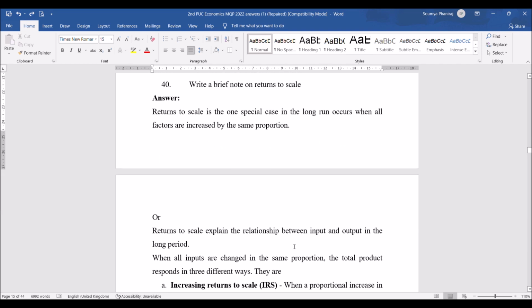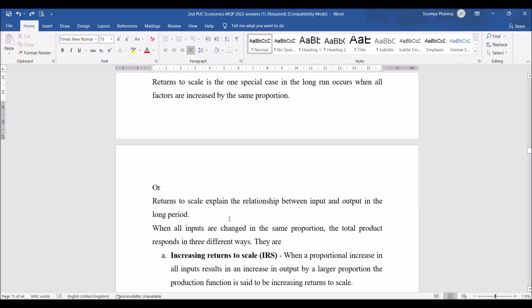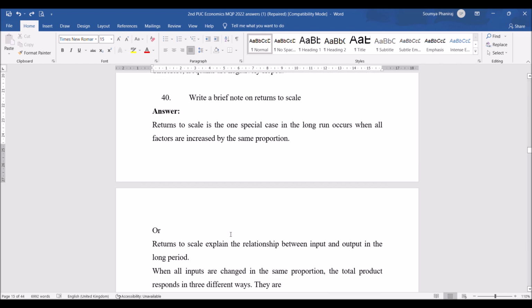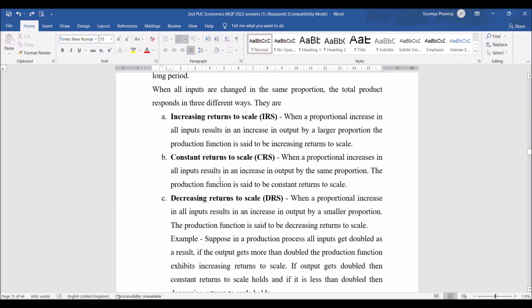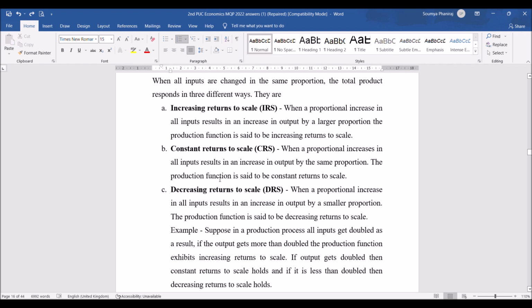The next question is about write a brief note on returns to scale. So returns to scale is the special case in the long run which occurs when all factors are increased by the same proportion, or you can also say returns to scale explain a relationship between input and output in the long period. So since it says brief note, write a brief note, you have to explain all the 3 different ways of returns to scale: increasing returns to scale, constant returns to scale, decreasing returns to scale.